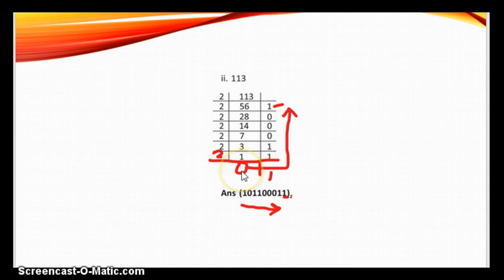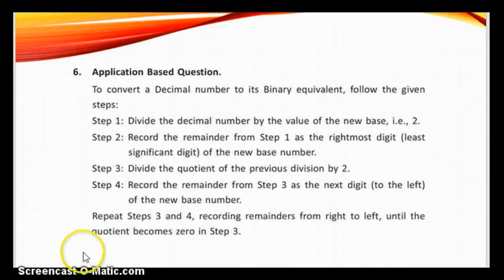Then no need of writing 0. 0 at the leftmost place has no value. So 1, 0, 1, 1, 0. This is the conversion of the number, or the steps for the conversion of decimal number to a binary number. These are the steps. You have to write this only in your notebook for the application based question.